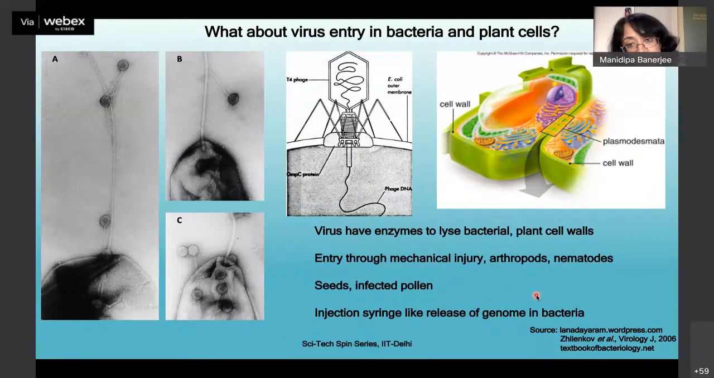In case of plants, plants also have very thick cell walls. So if there is a mechanical injury, or through the action of arthropods or nematodes, small animals, or through infected seeds or pollen, viruses can enter. Or viruses also have enzymes to cause damage to the cell walls. So this is the way they enter.